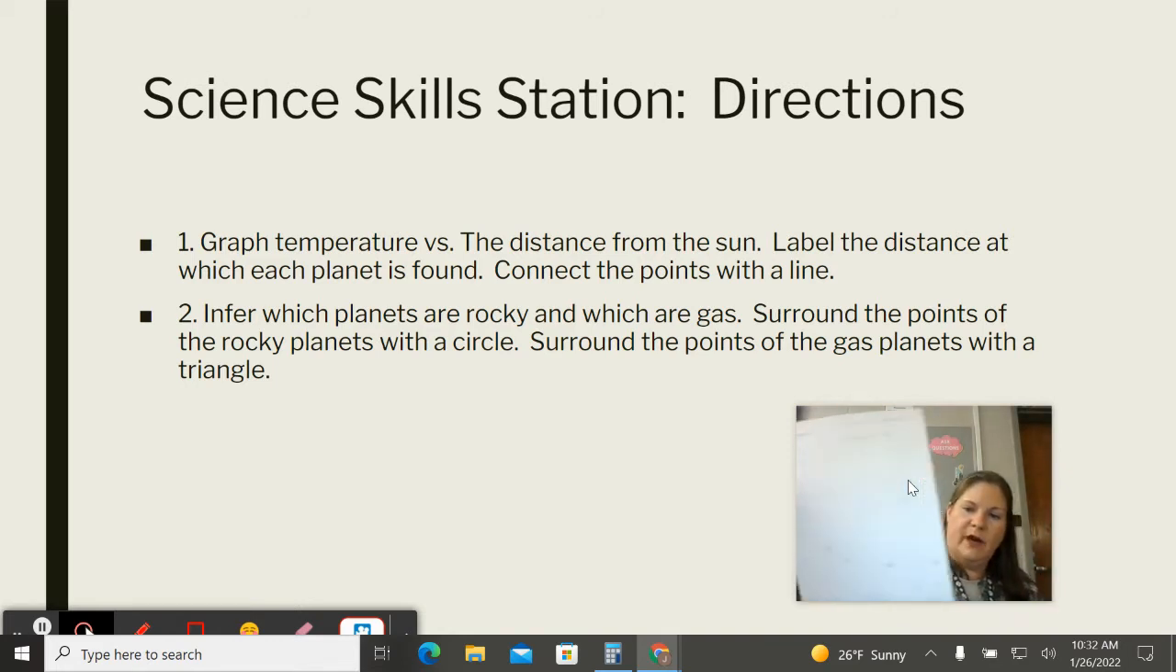So when you complete your graph, you kind of have an idea of what it's going to look like. And notice some of my points are in circles and some of my points are in triangles, depending on if they were rocky planets or gaseous planets.